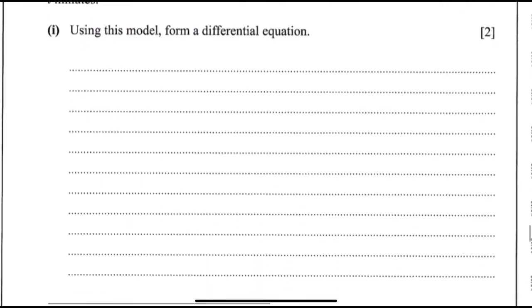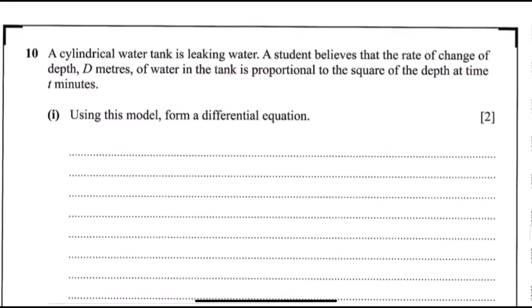Okay, differential equation. A cylindrical water tank is leaking water. A student believes that the rate of change of the depth d of water in the tank is proportional to the square of the depth of the tank at time t. So, capital D by dt is proportional to the square of the depth.